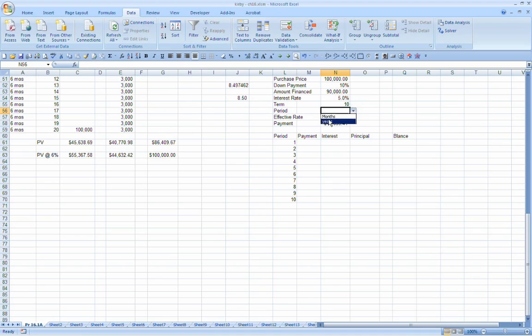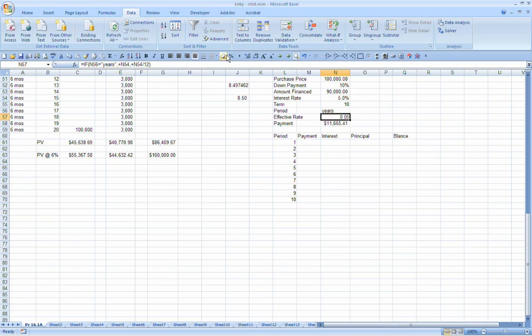I'm going to make payments in years. This is a $90,000 5% 10-year loan. My effective interest rate equals if this equals years, then plus interest rate. Okay? If it's not years, it must be months. So the value if false is plus interest rate divided by 12, and that'll convert it to a monthly rate for me.